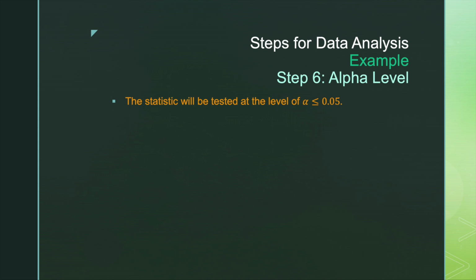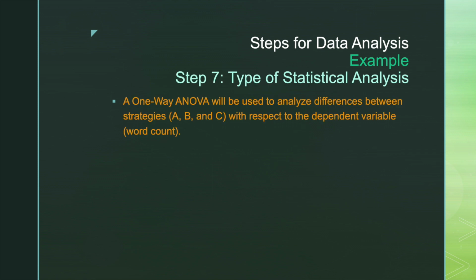Alpha level, this is pretty much the same for us. The statistic will be tested at the alpha level of 0.05. Step 7, we state which type of statistical analysis we're going to be doing. So we're going to do a one-way ANOVA, which will be used to analyze differences between strategies A, B, and C with respect to the dependent variable, which is word count.